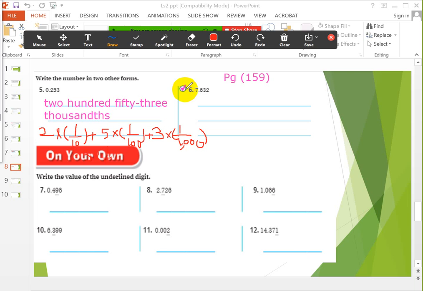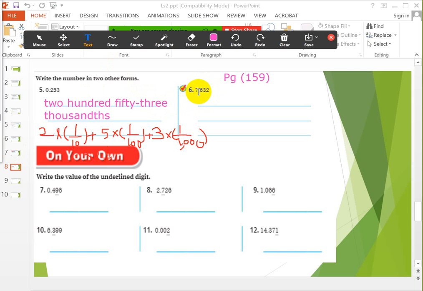Let's move to number 6, exercise 6. I want to write the number in word form and in expanded form. So let's write it first in word form. You will write it as you read it. So you read the number like this: 7 and 632 thousandths. Thank you, Rinad. Thank you, Larissa. Thank you, Noor.